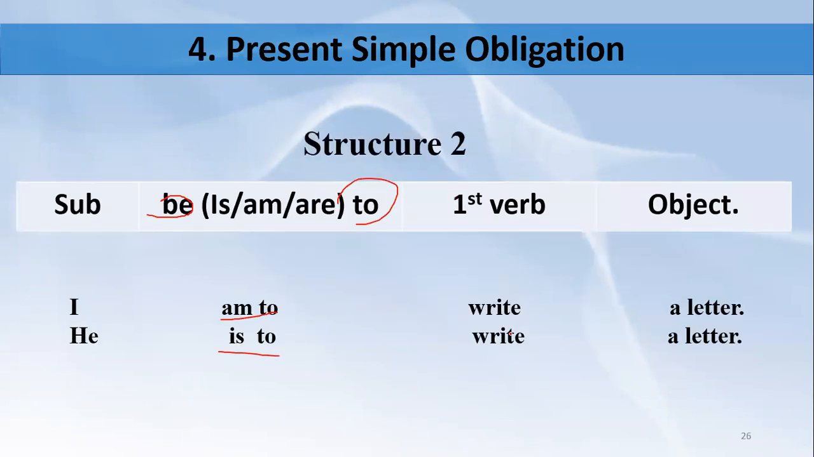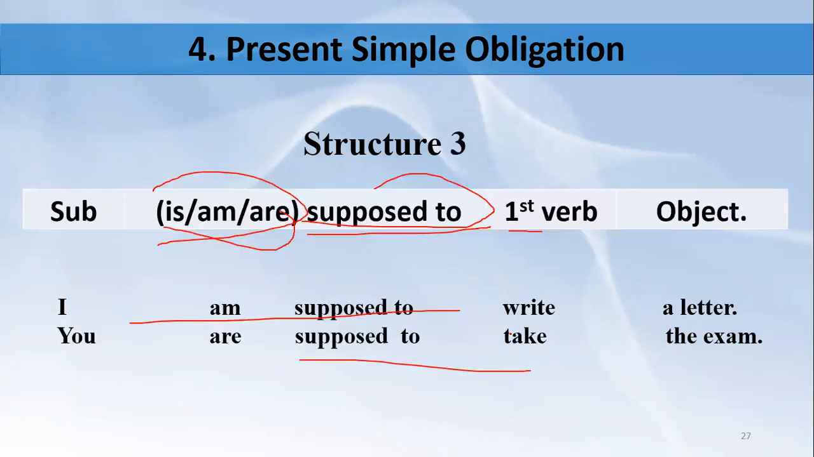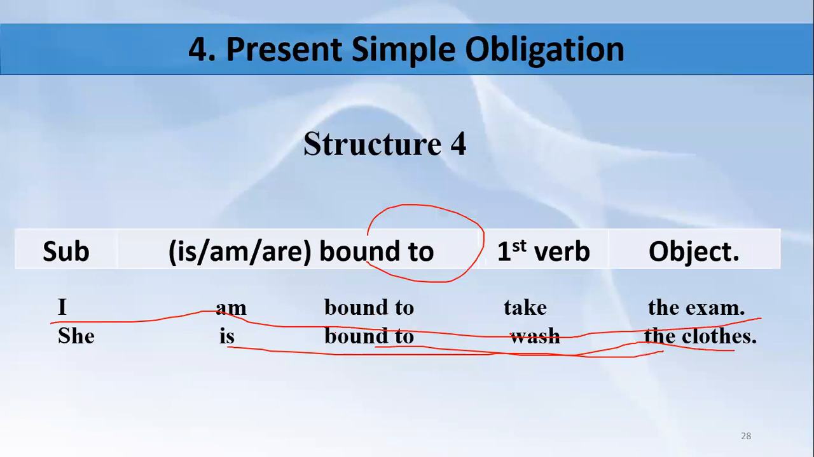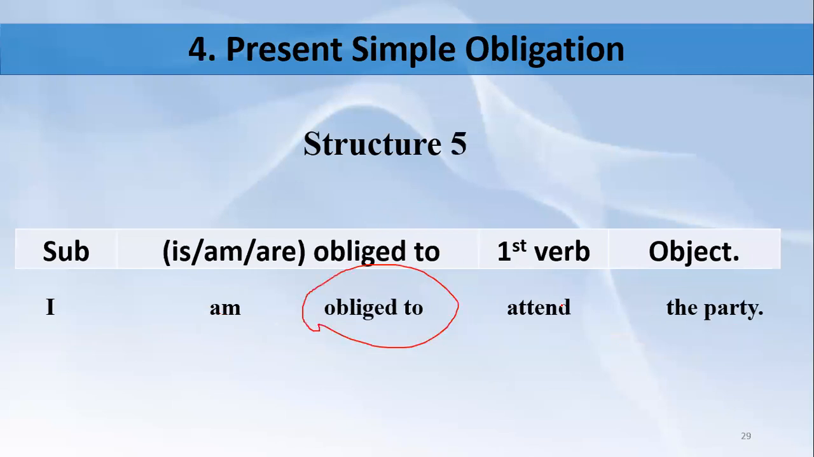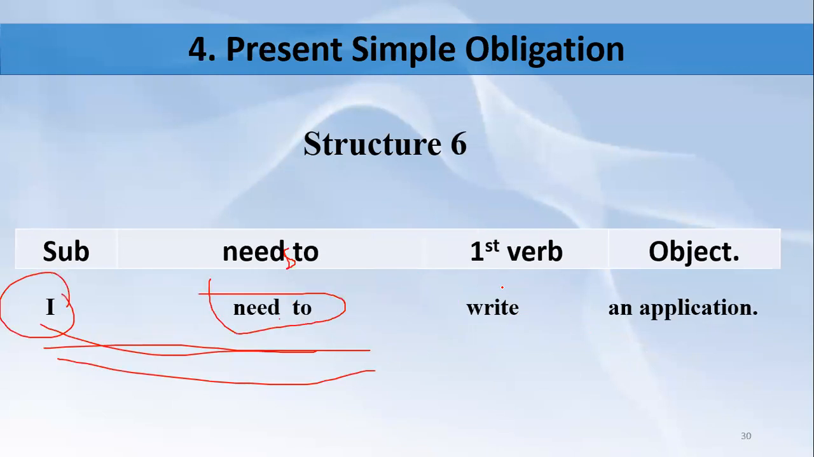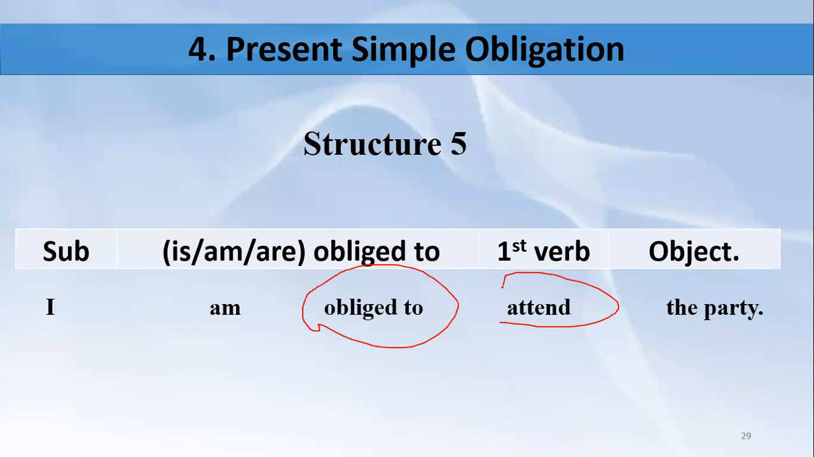Like I am to write a letter, I am to be there, fine. I am to have a car, fine. In the same way, I'm supposed to write a letter, I'm supposed to be there, I'm supposed to have a car, fine. I'm bound to take the exam, I'm bound to be there, I'm bound to have a car, fine. I'm obliged to attend the party, I'm obliged to be part of the party, or I'm obliged to be present there, fine. I'm obliged to have your car, fine.